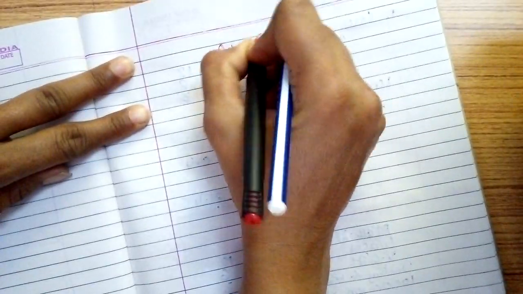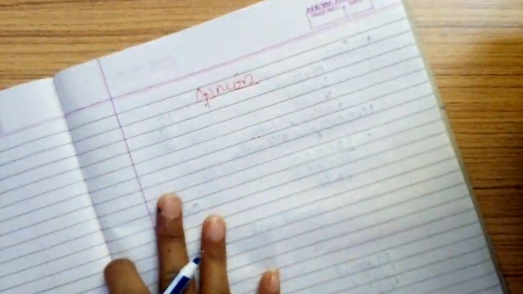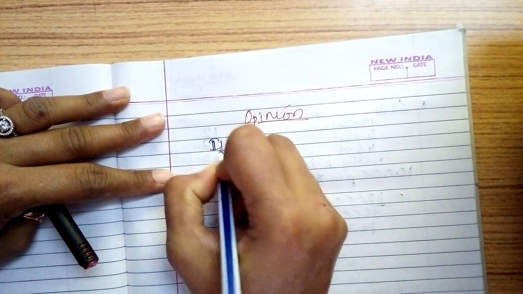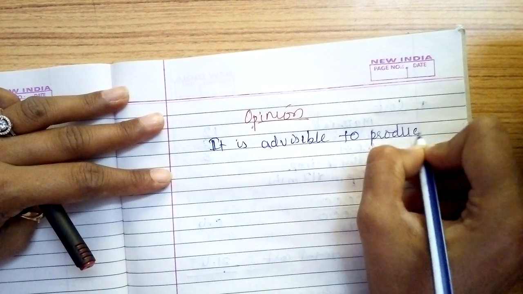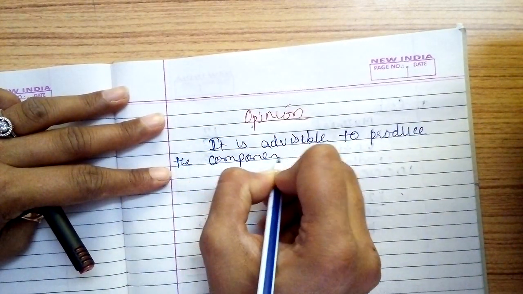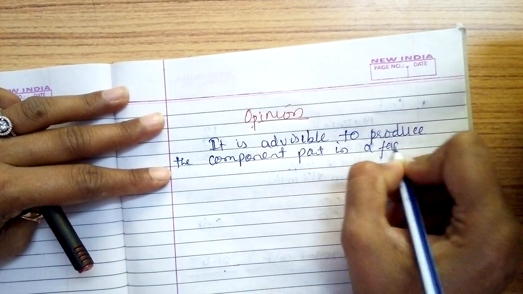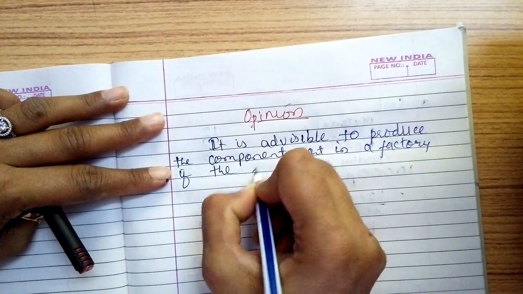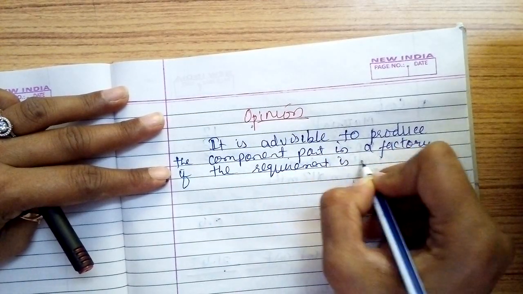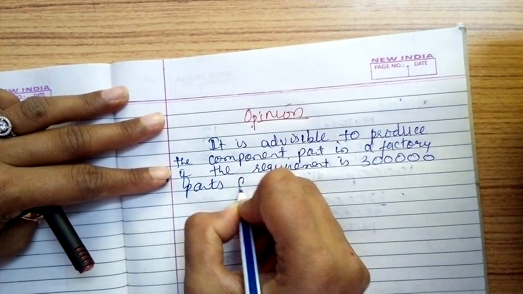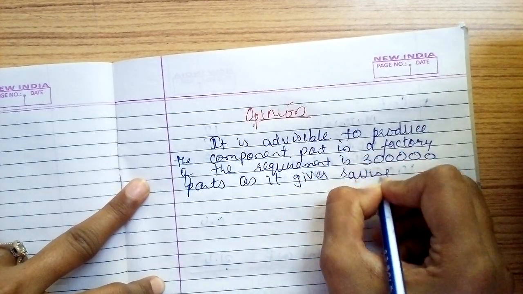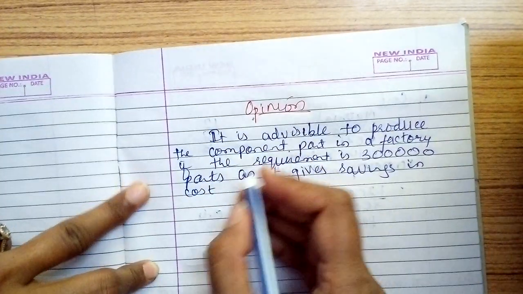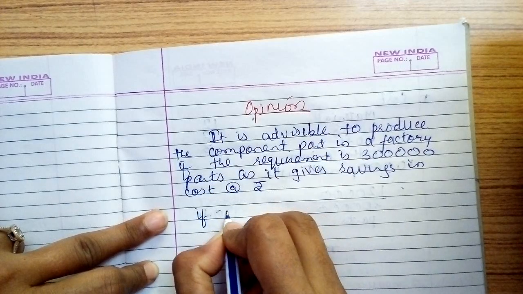So first our opinion. I am just writing, it is advisable to produce the component part in a factory if the requirement is 3 lakh parts, as it gives savings in cost at rupees.